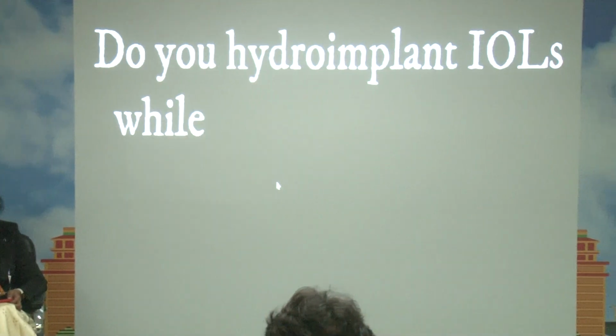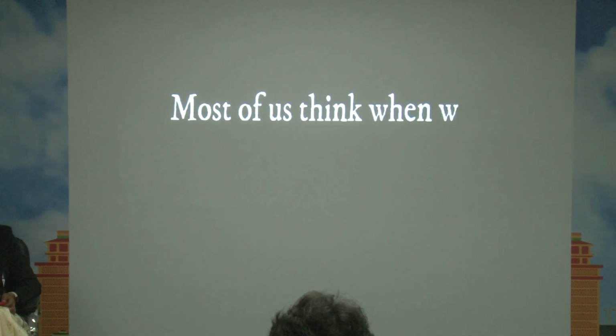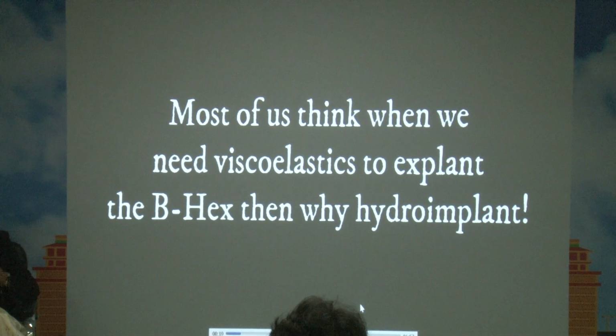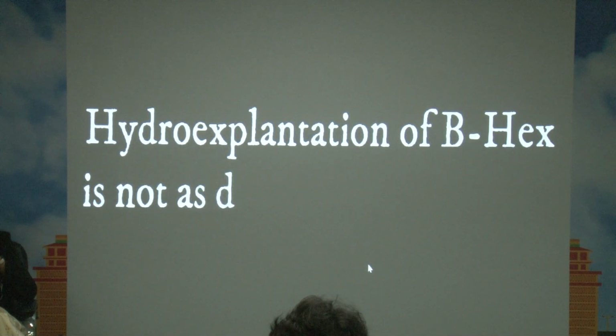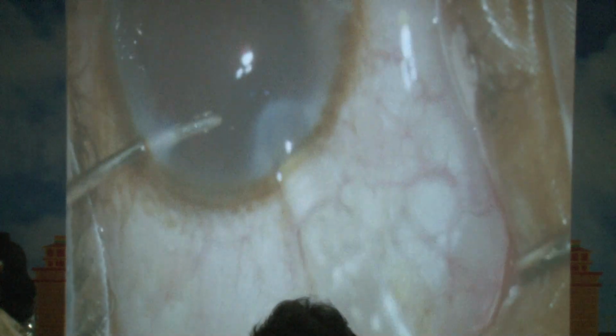Do you hydroimplant IOLs while using BX1? Why not? Most of us think, well, we need viscoelastics to explant the BX, then why hydroimplant the IOL? Hydroexplantation of the BX ring is not as difficult as you think. Or is it? Let's see a few examples.